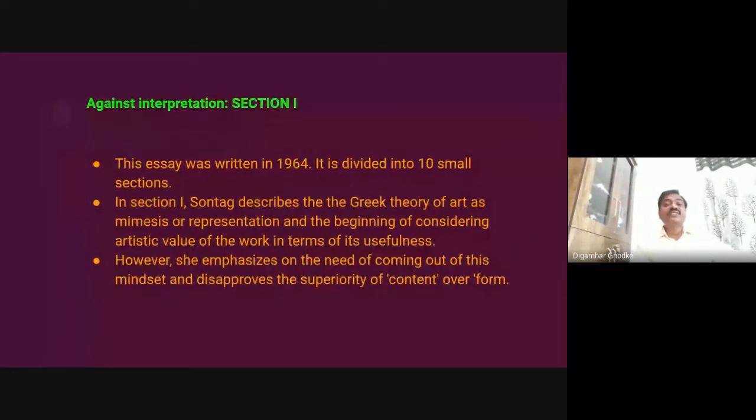Here, she emphasizes the need of coming out of this mindset, and rather she disapproves. Disapproves means she denies, she rejects, she does not accept the superiority of content over form. And generally, in the Greek theory, content is given utmost importance over form. But Sontag does not accept this superiority of content over form.